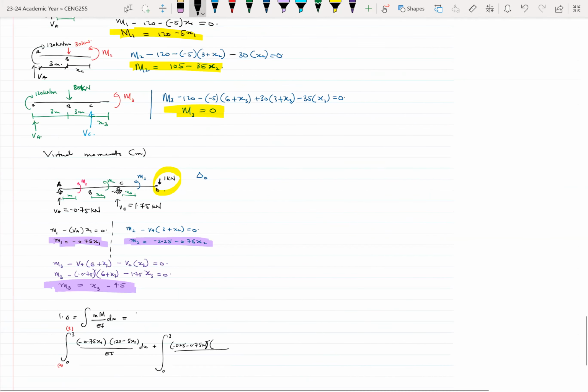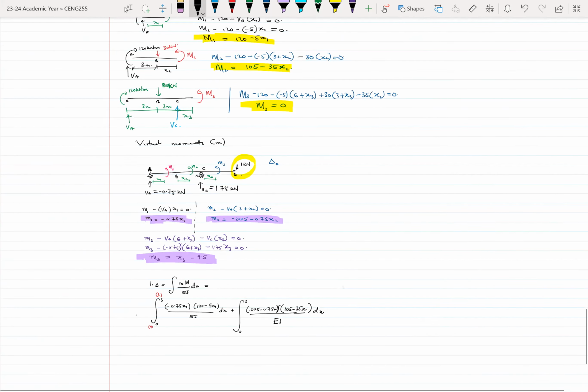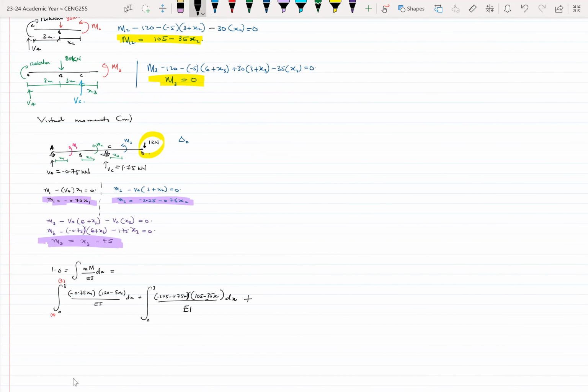All right, so that's fine. Okay, so I'm still correct. So then this becomes 105 minus 35x over EI dx. Okay. The M3, because the big M3 is 0, it doesn't matter which small m we are looking at. That part of the equation goes to 0 anyways. But let me just add that so that at least it becomes like a reference point to us.